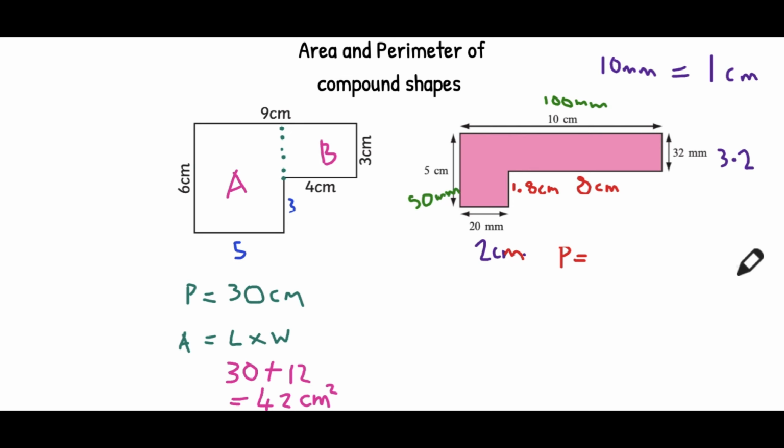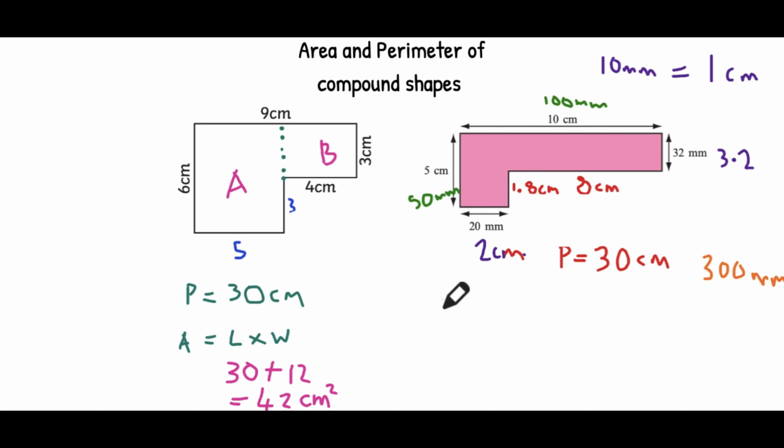So the perimeter is going to be 10 plus 5, plus 2. 10 plus 5 is 15, plus 2 is 17. If we add those two, that's 5, 22. 22 plus 8 is 30. Surprisingly, it's the same. So it's 30 centimeters, or if we want it in millimeters, it will be 300. Remember, 1 centimeter is 10 millimeters.